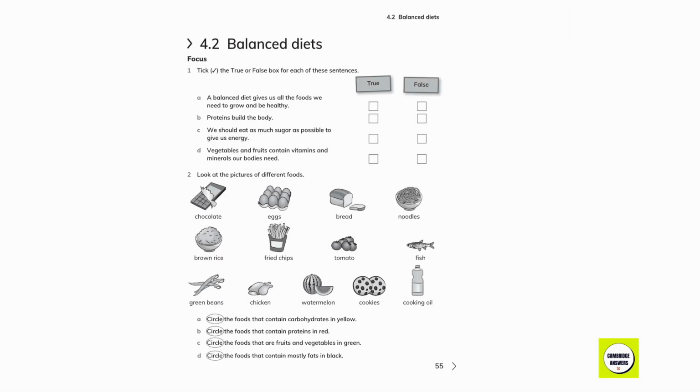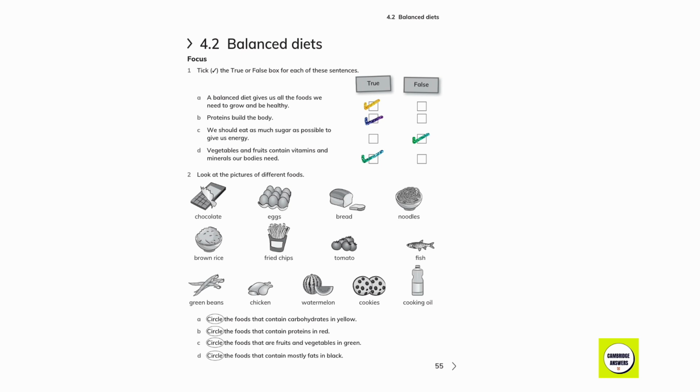Exercise 4.2, Balanced Diets. Tick the true or false box for each of these sentences. A balanced diet gives us all the foods we need to grow and be healthy. True. Proteins build the body. True. We should eat as much sugar as possible to give us energy. False. Vegetables and fruits contain vitamins and minerals our bodies need. True.